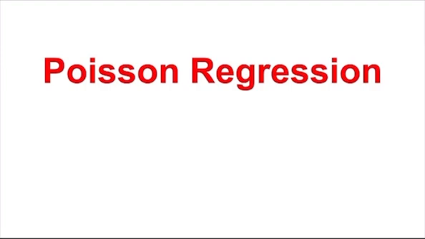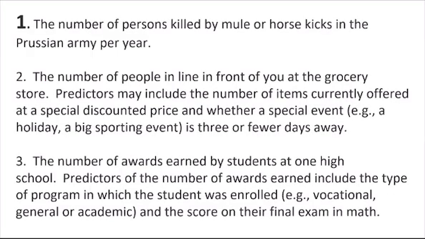In a situation where the response variable is categorical, but we have more than two categories and they are not ordered, we use a multinomial logistic regression. In a situation where we have more than two categories and they are ordered, we use an ordinal logistic regression. But right now, we have a situation where the response variable is a count.